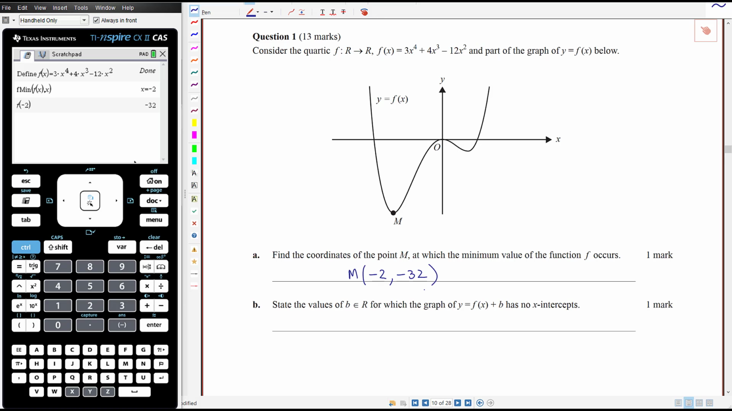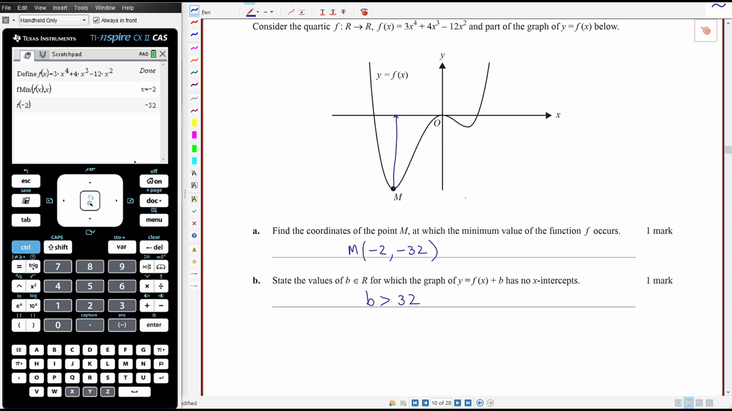State the values of b for which the graph of y equals f of x plus b has no x-intercepts. So if we were to translate the graph up so that the turning point was past the x-axis, then the graph would have no x-intercepts. We need to translate the graph up, not by exactly 32, because that would mean there'd be an x-intercept on the x-axis, so we want to translate up by more than 32, and so therefore b has to be bigger than 32.